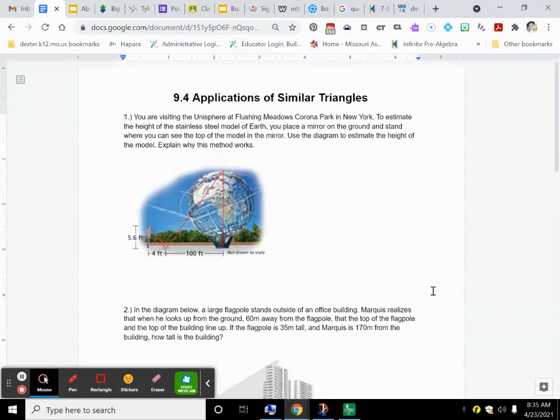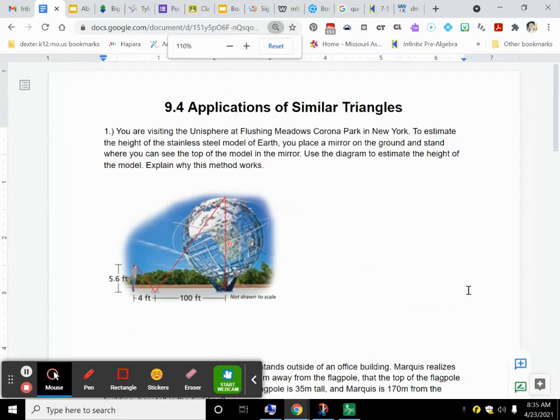9.4 applications of similar triangles. It says, let me enlarge this a little bit so it's easier to see. You are visiting the Unisphere at Flushing Meadows Corona Park in New York.